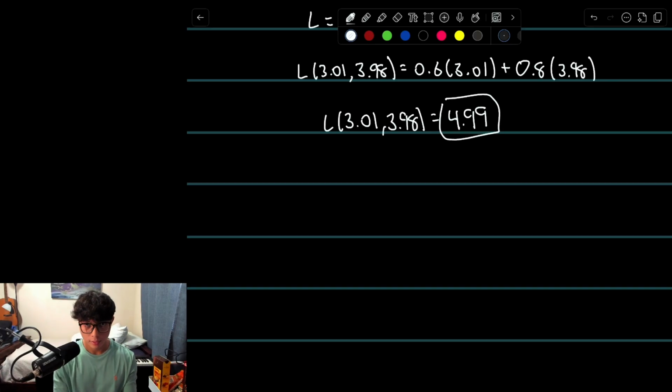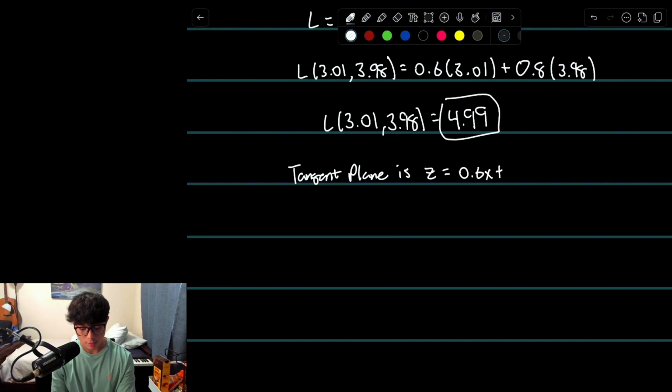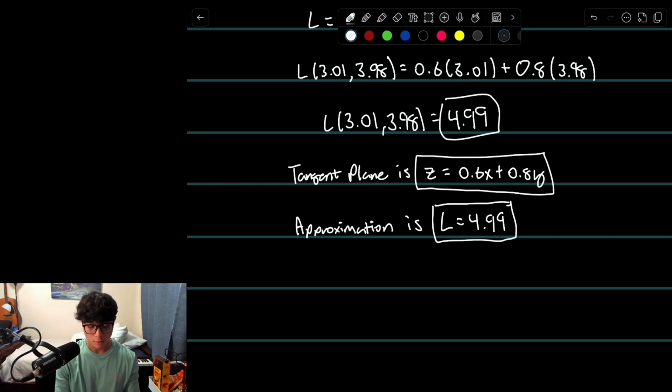So our final answer is that our tangent plane is z equals 0.6x plus 0.8y, and our approximation is L equals 4.99. And that is how you do the tangent plane and linear approximation.